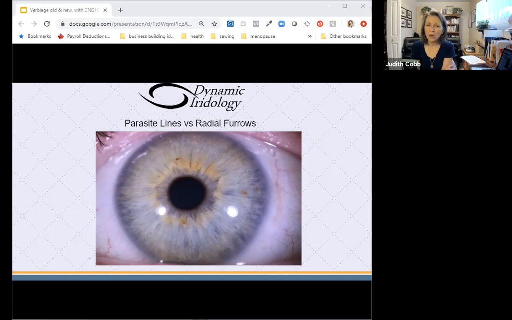The irides can only teach us about inherent possibilities. They cannot teach us about things that are not a part of our DNA. Parasites are not a part of our DNA. They don't change our DNA. So to make the pronouncement that a person has parasites based on the presence of radial furrows is inaccurate. Radial furrows is a more apt name in this case because these are furrows or separations in the stroma of the eye that radiate out from the central part of the iris.